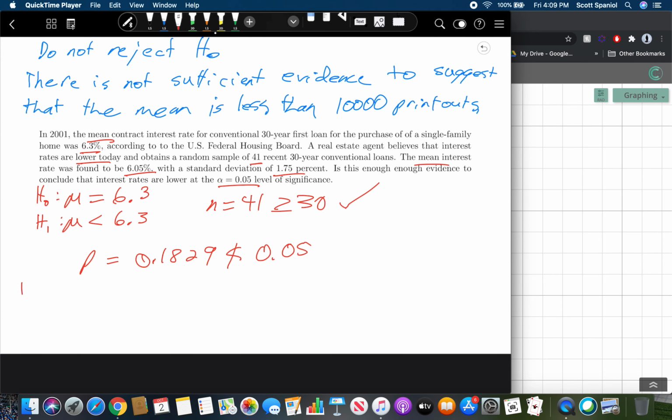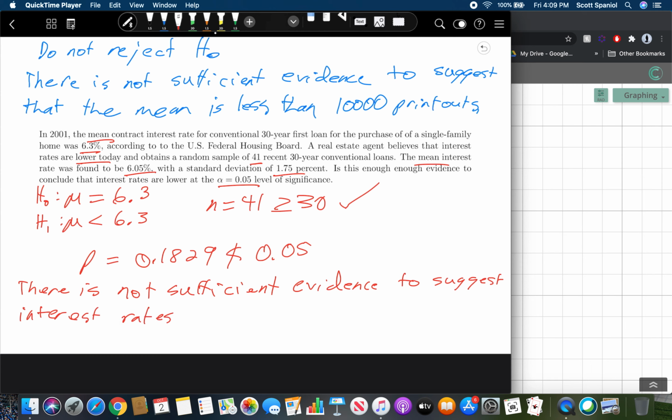So just like the one above, there is not sufficient evidence to suggest the alternative hypothesis, which in this case is that interest rates are lower than in 2001. Okay, so that's the idea.